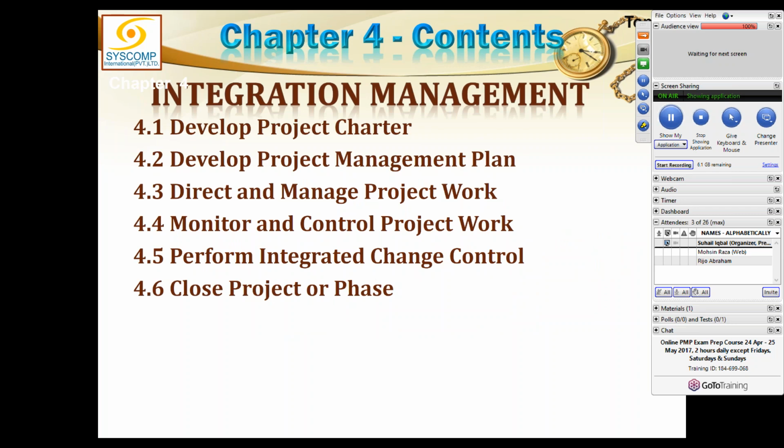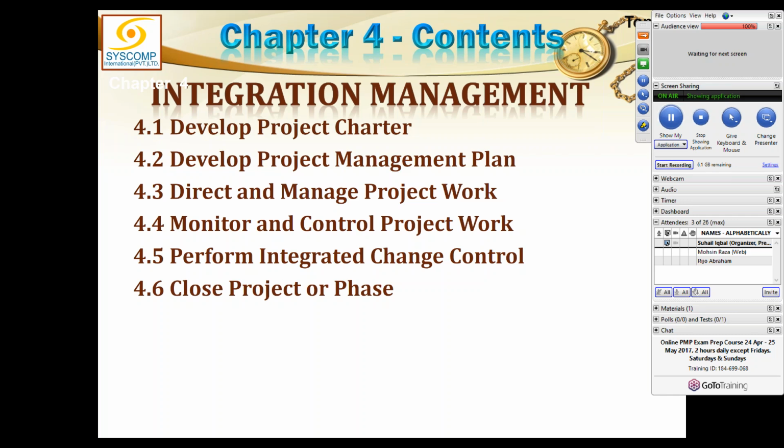So this is an easy way of remembering how many processes there are in integration. With the exception of monitoring and control, we have one process per process group. And in monitoring and control, we have 2 processes. One is responsible for the overall analysis and the other is analysis for the integrated change control. Therefore, there are 2 processes in monitoring and control, totaling up to 6 processes.